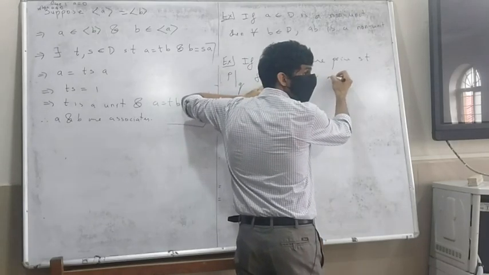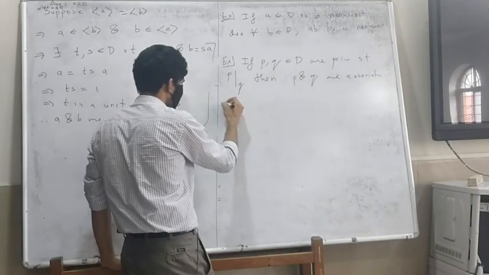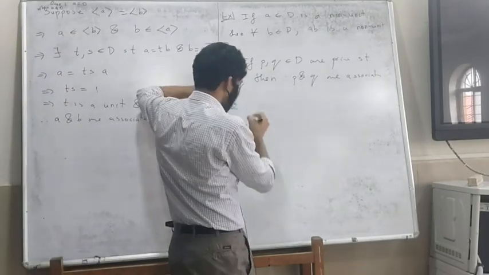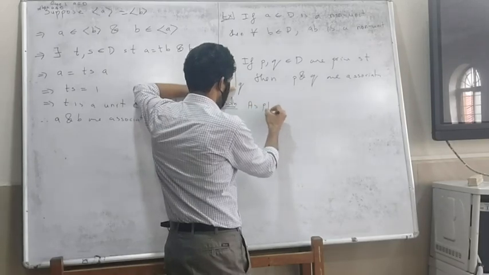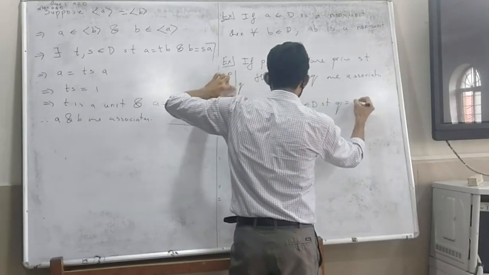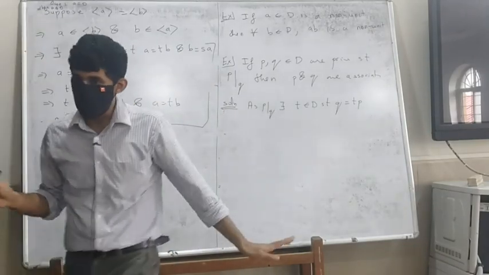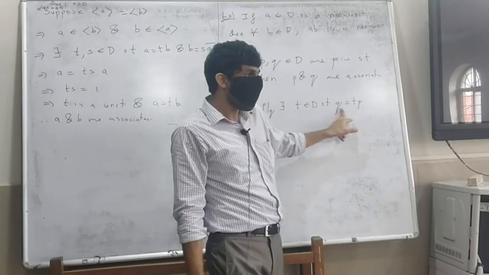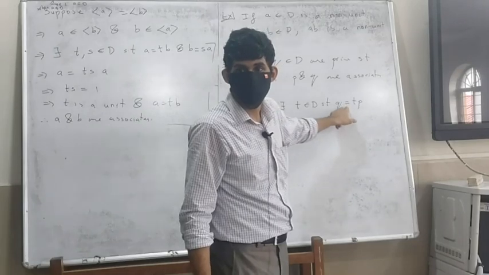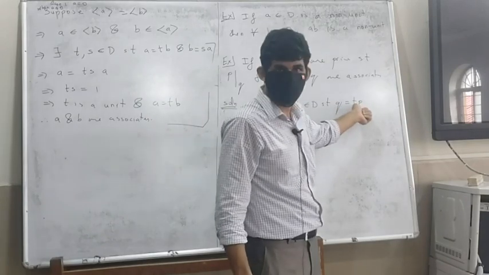P and Q are associates. How do I know this? Very easy to see. P divides Q means what? You can find some T in D such that Q can be written as T times P. Right? If I show that T is a unit, I am done. But I know that Q is irreducible. If Q is irreducible, what does it mean? Either T is a unit or P is a unit.